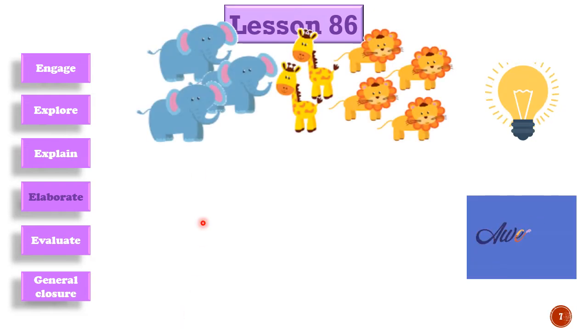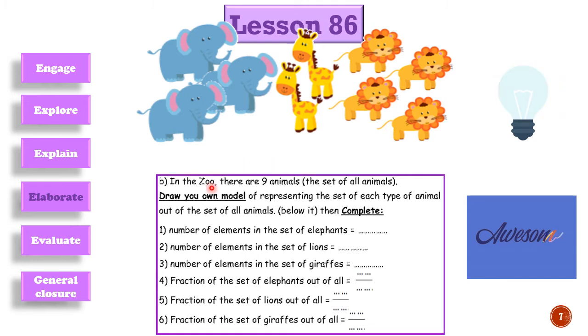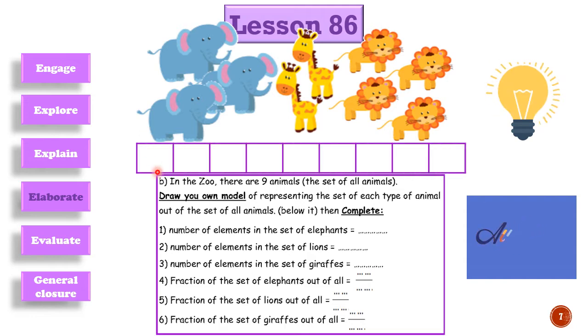Here we have a set of animals. In the zoo, there are 9 animals. The set of all animals is 9 animals. Draw your own model representing the set of each type of animal out of the set of all animals, one by one. We will first draw our own model, a fraction strip. If we draw a fraction strip, divided into how many parts? Yes, 9 animals mean 9 parts. It will be like this, 9 parts.